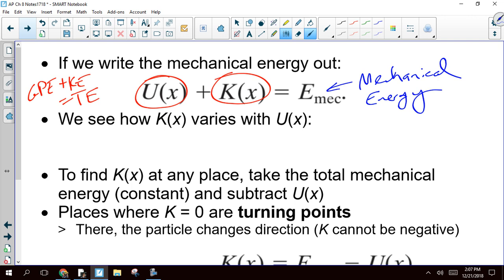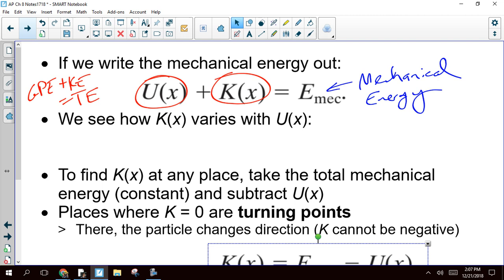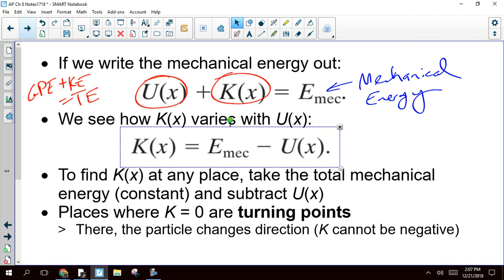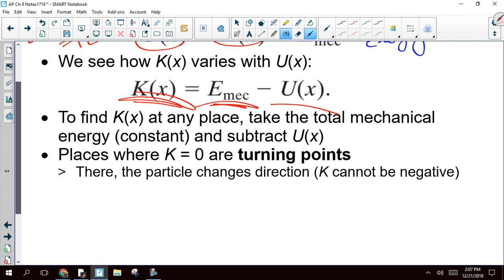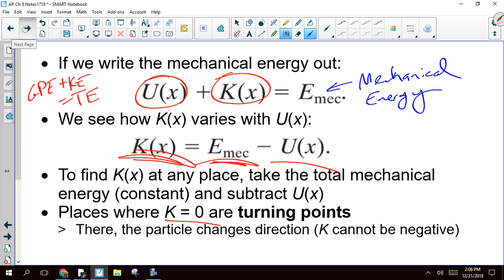And so we can see now how the kinetic energy varies with the potential energy like this. The idea is, if you want to figure out how much kinetic energy your object has, you just take the total energy, mechanical energy, and subtract out whatever's potential. And whatever's left will be kinetic. So to find the kinetic energy, you take the total and subtract the potential. The places where the kinetic energy is 0 are turning points. So here's the idea, check it out.